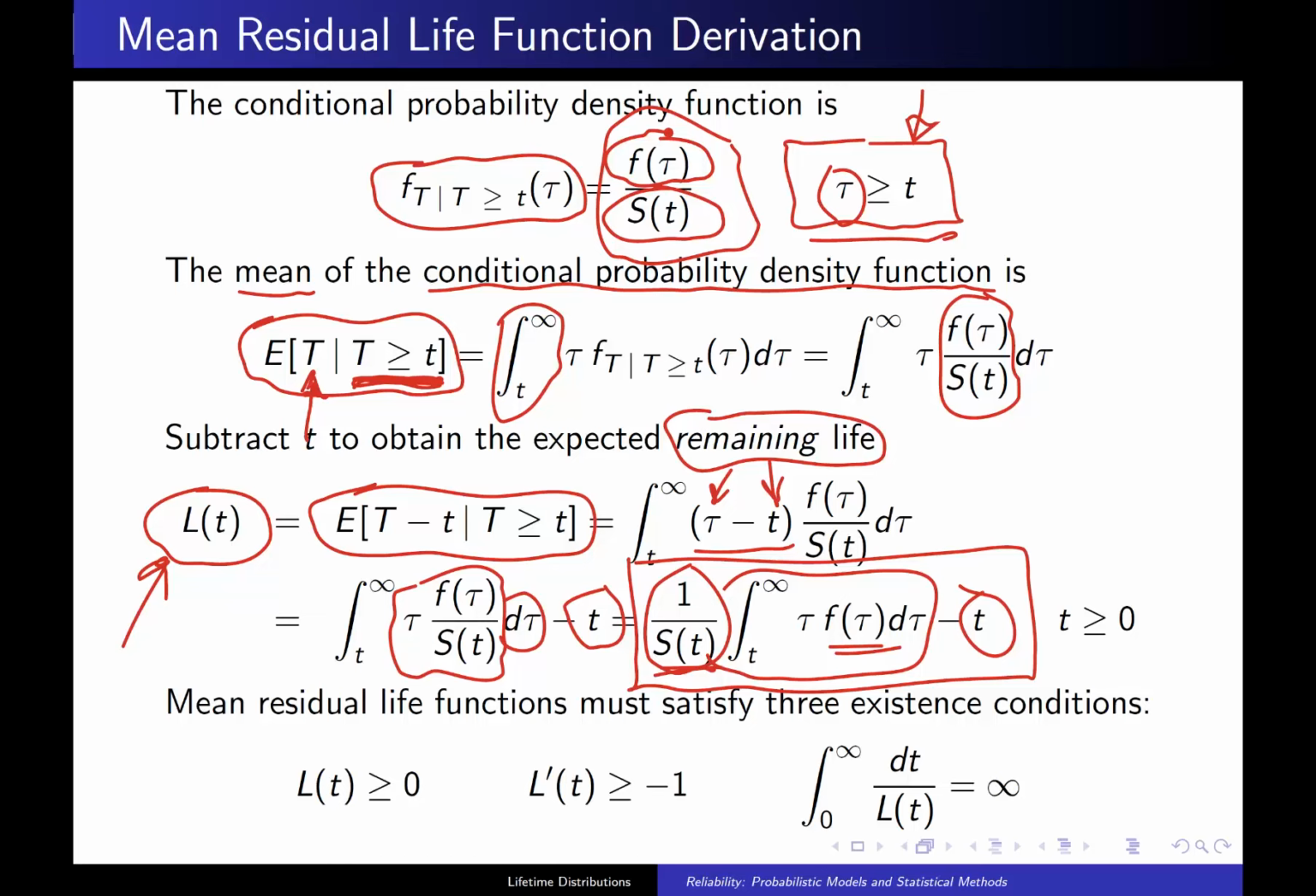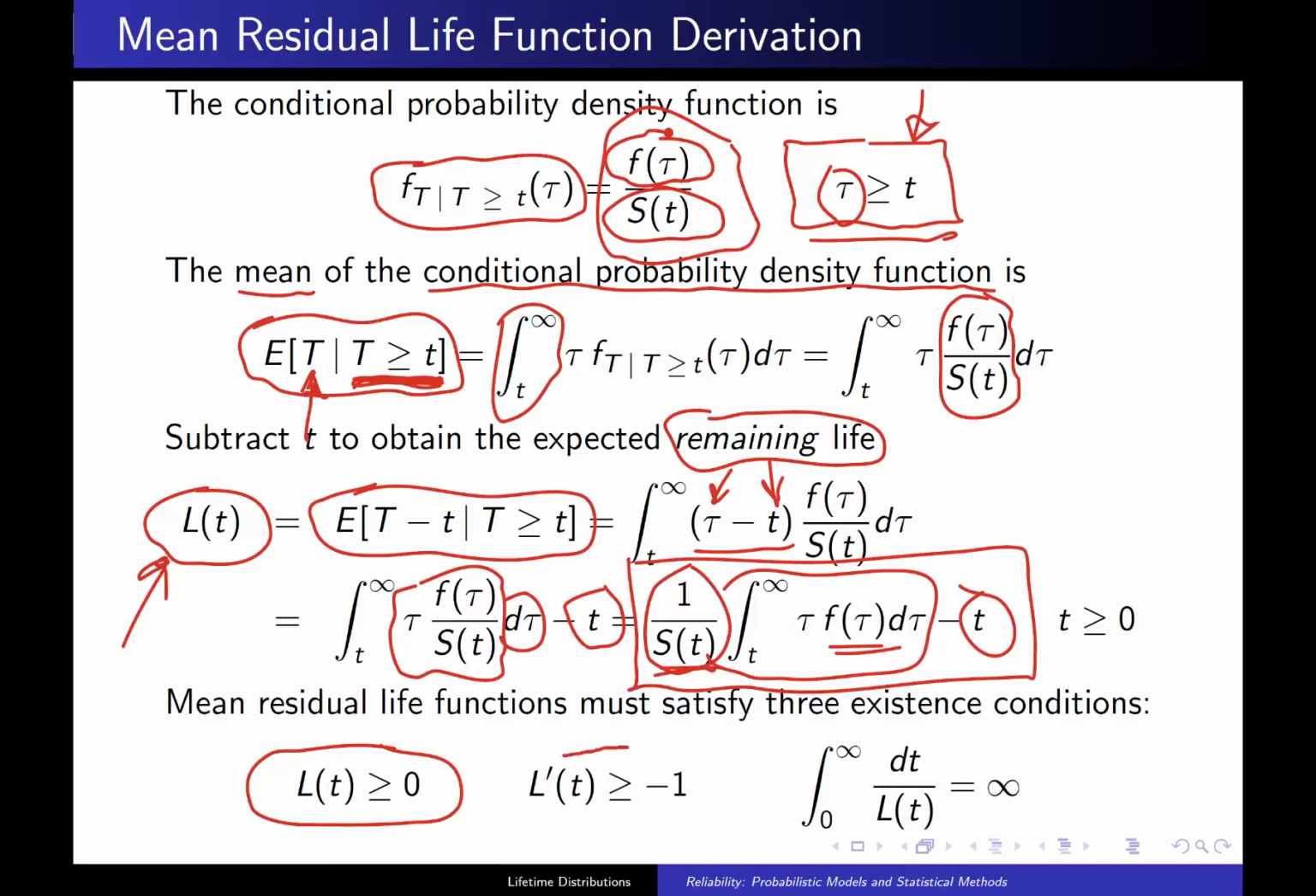Mean residual life functions have to satisfy 3 existence conditions. Here they are. The first one says L of t is greater than or equal to 0. You cannot take a working item at time lowercase t and say, oh, the expected time to failure was 3 minutes ago. Impossible. It's got to be greater than or equal to 0.